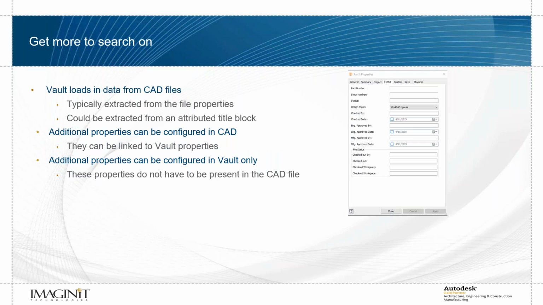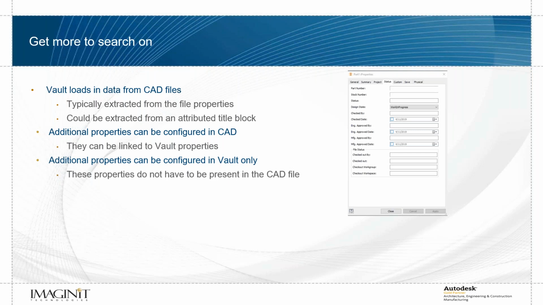If you're using AutoCAD, it could be from an attributed title block. We could go to the title block and extract attributes from that information. I'll point out later, you can also just search text information right in the file itself. The searches take longer, there's more to it. So as much as we can, we want to extract this information from the file properties or the title block. So these properties, we can have them configured in CAD, and we can link them to the Vault properties. And that is probably the most common thing that goes on.